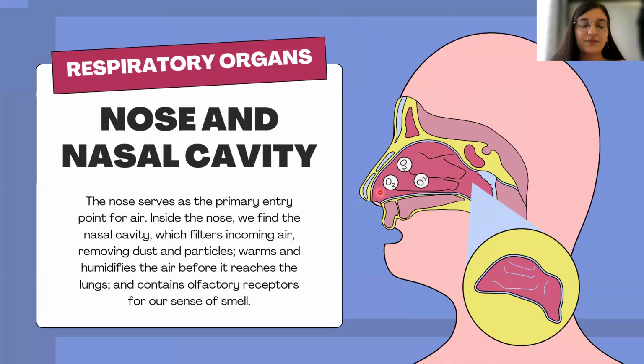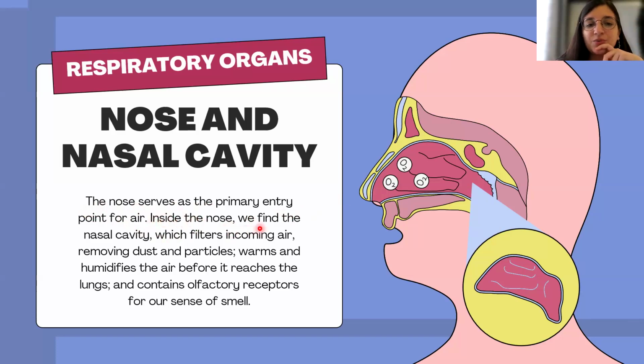The nose is, of course, the main entrance even for humans. We don't go around breathing through our mouths all the time. Sometimes we do, but it is the nose. The nose is the main organ for breathing, inhaling and exhaling, right? So the nose is that primary entry point.